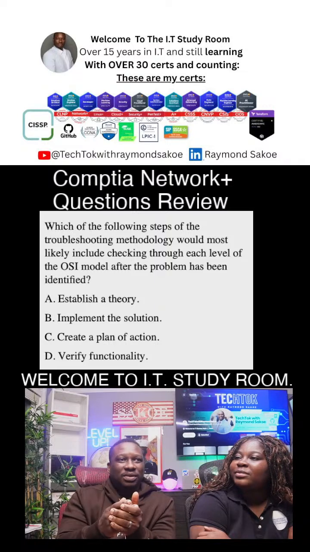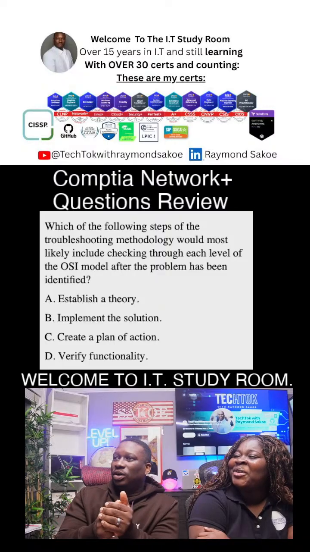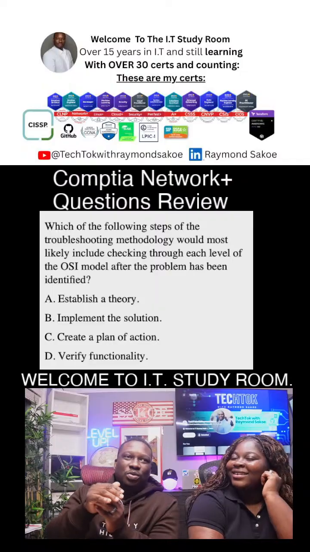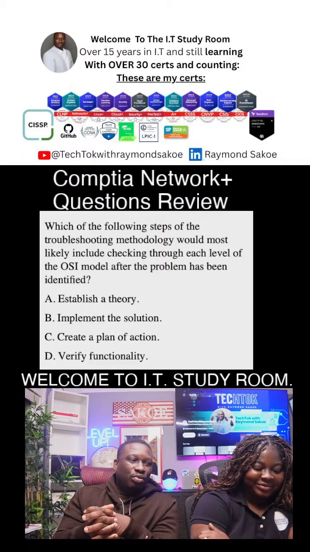Layer 3 is the network layer. We have the transport. Welcome AMG. So all the way to what? The application level, right? So, establishing a theory of probable cause, right?